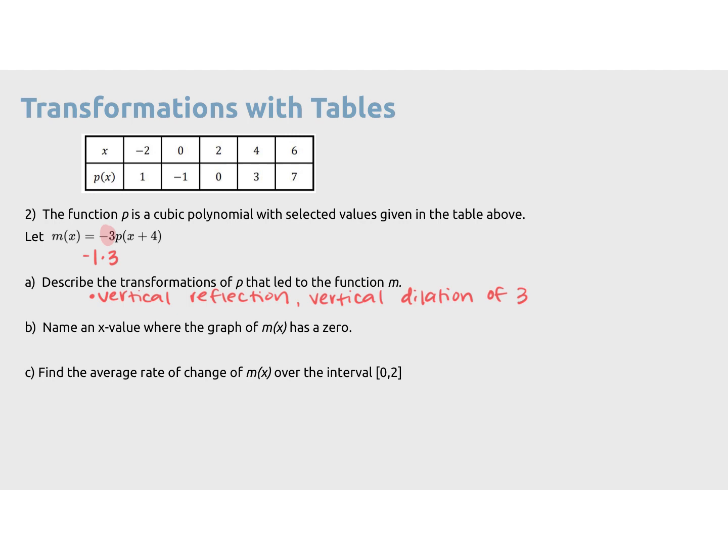AP likes to call stretches and shrinks dilations, so if this were a multiple choice test on the AP exam, you would probably see the phrasing a vertical dilation of 3, or a vertical dilation by a factor of 3.